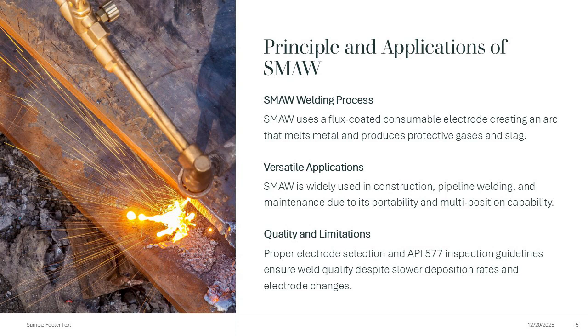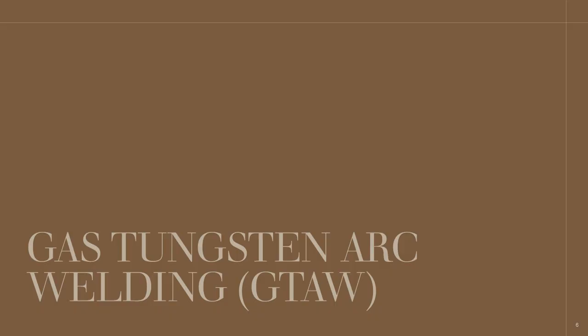Proper electrode selection and adherence to API 577 inspection guidelines are crucial for ensuring weld quality and preventing defects like porosity and slag inclusions. Features and advantages of gas tungsten arc welding or GTAW.